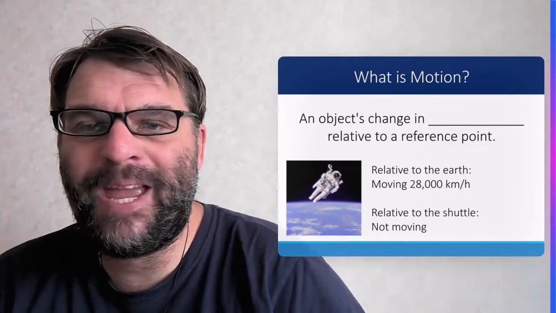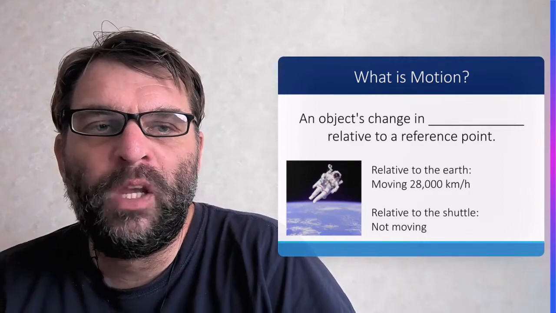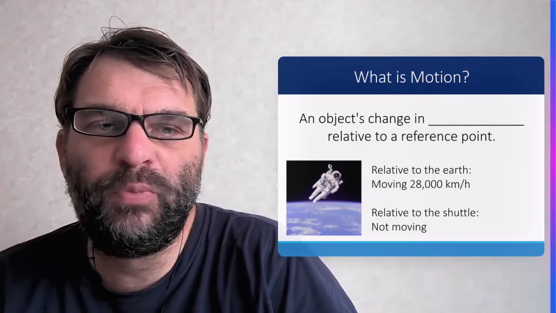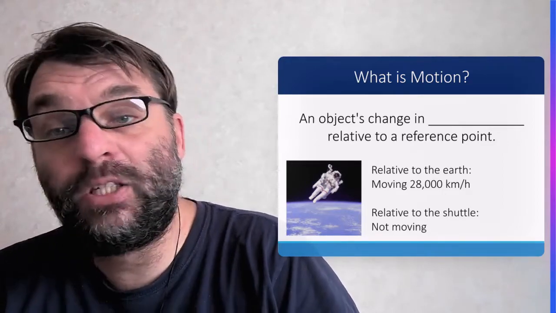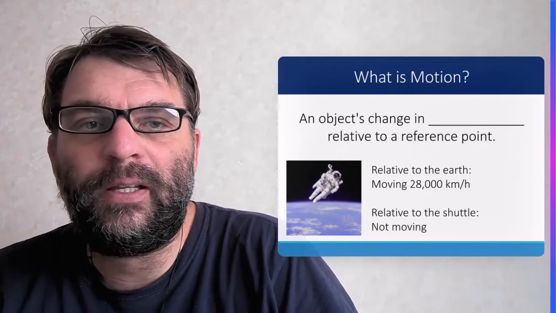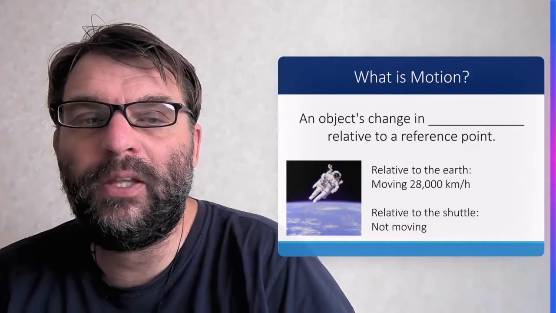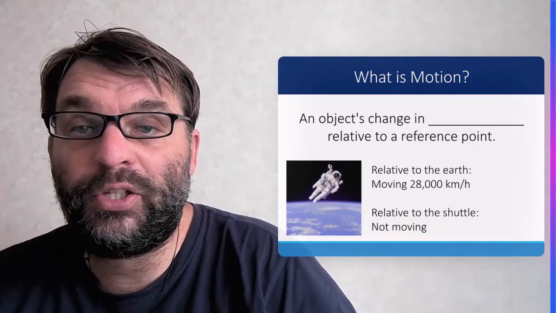So here's a spaceman out on the edge of our atmosphere. Relative to the Earth, the astronaut is moving at 28,000 kilometers an hour, but relative to the space shuttle he's right up against, he is not moving. So remember, it's a change in position relative to a reference point. In this case, we have two reference points, the Earth and the space shuttle.